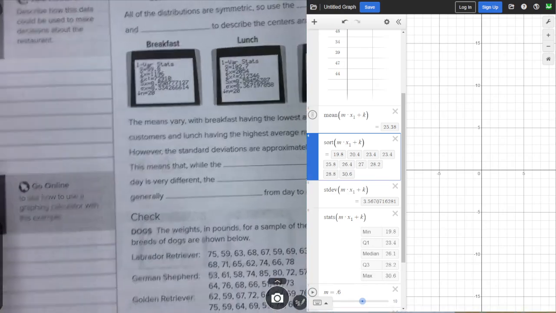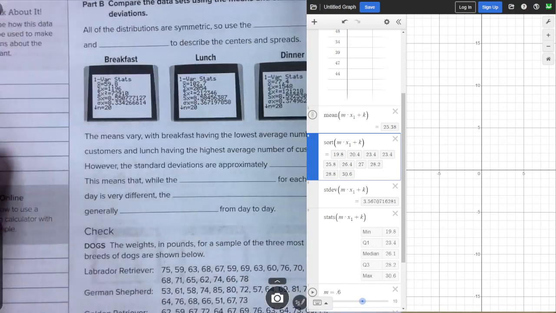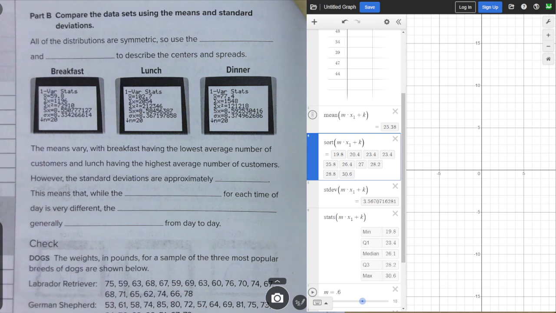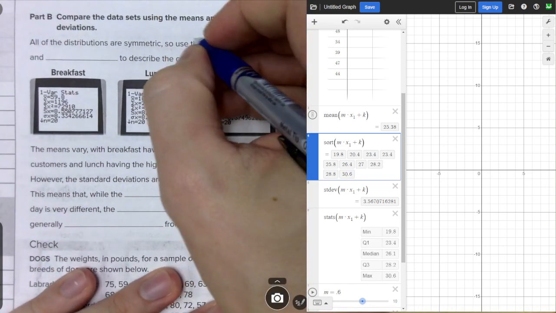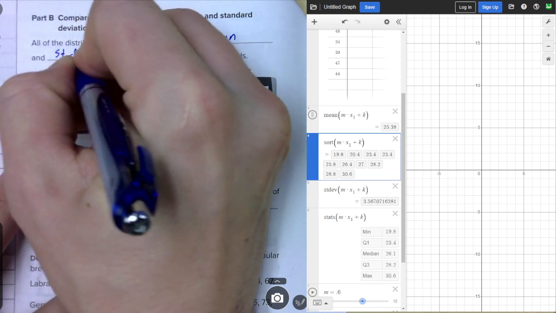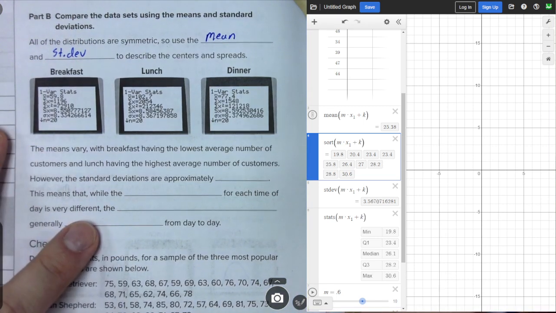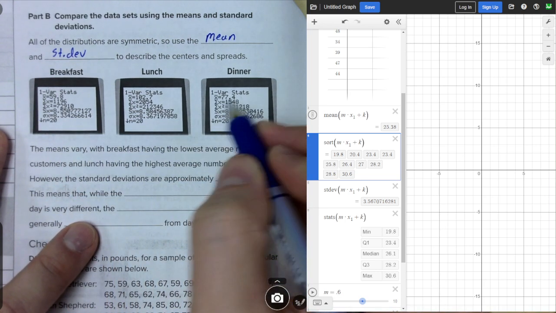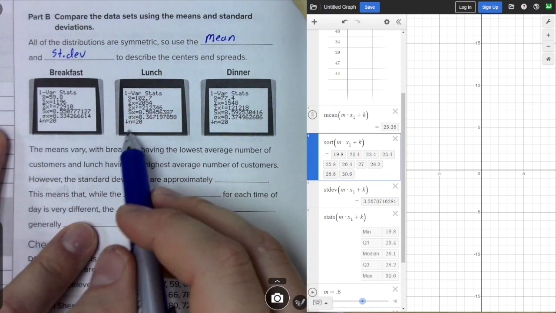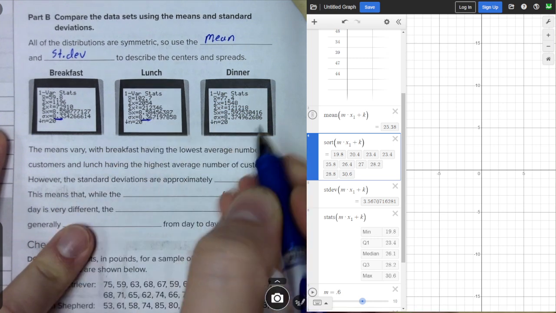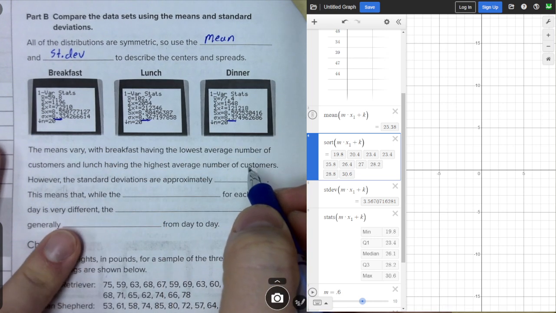From here, we gotta make our adjustments. There. Compare the data sets using means and standard deviations. So all the distributions are symmetric. Since they're symmetric, we have to use the mean and the standard deviation to describe their centers and spread. So we have 59.8, 102.7, 77.4. Our means are kind of sporadic. They're different numbers, but if we take a look at our standard deviations right here, they're all right around that 8.3 area.